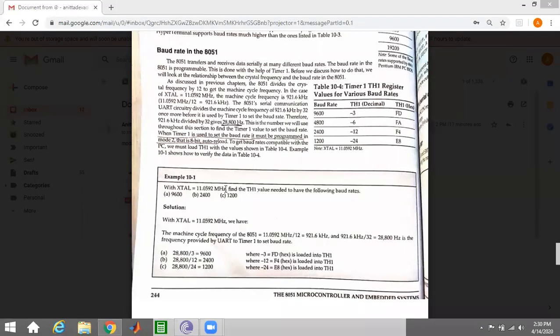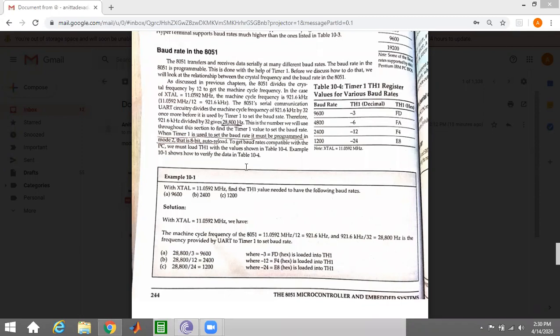Answer. If the crystal frequency is 11.0592 megahertz, then the frequency required for serial communication is 28,800. Okay. So they have given the crystal frequency of 11.0592. What they are asking is to find the TH1 value.